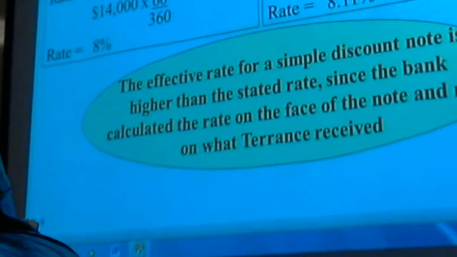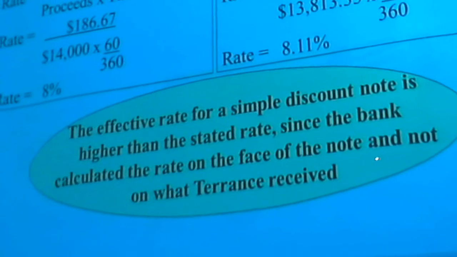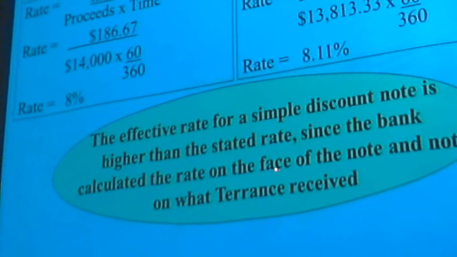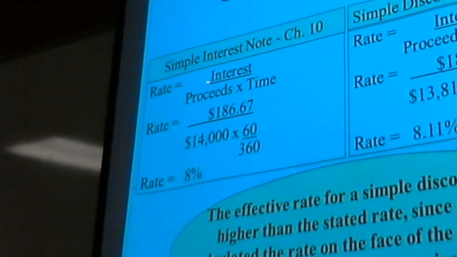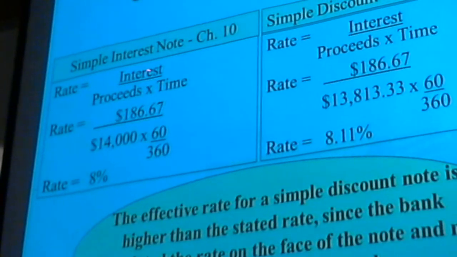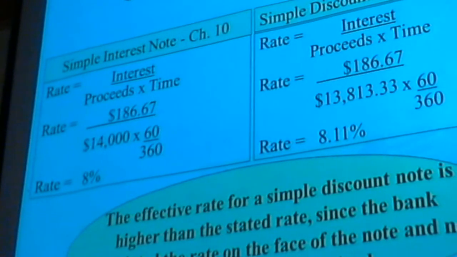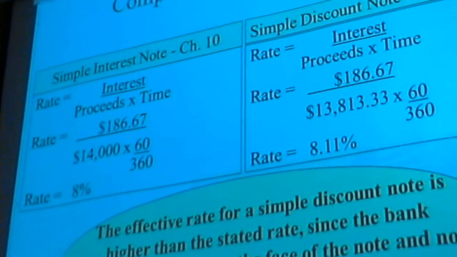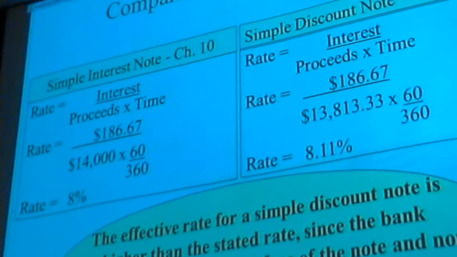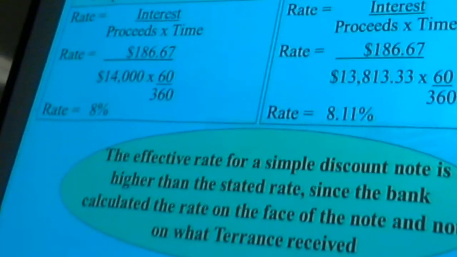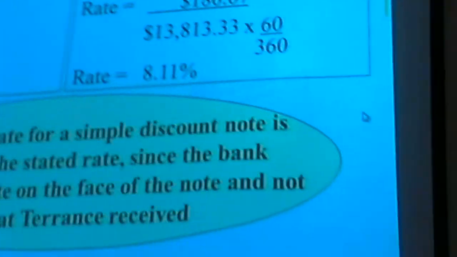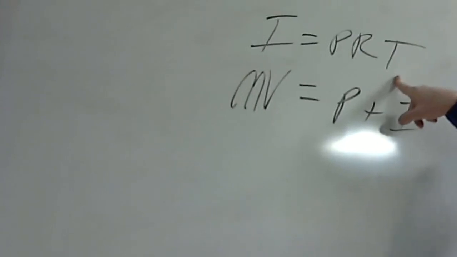So, since the bank calculated the rate on the face of the note and not on what Terrence received. So, look at the problem here. Now, pay close attention. Look at step 1 and compare. It's just a comparison. What are we solving for there? R, not for I. So you know how to do this by now, right? If you did the last quiz, you had to do some of this. You have to take this equation and solve it for R. So you divide both sides by principal times time.